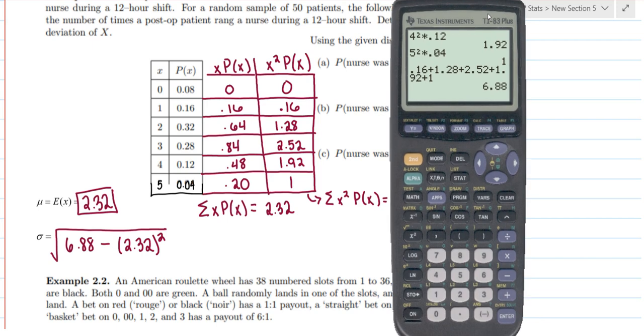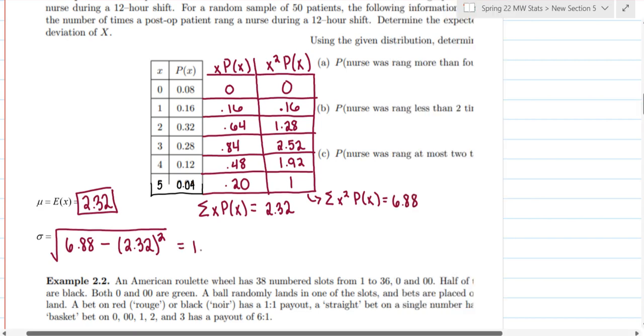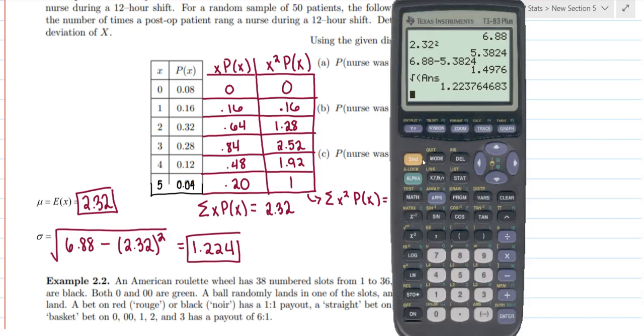So let's do that. What's 2.32 squared? Okay, so 6.88 minus 5.3824, and then we're going to take the square root of that. So I get 1.224. And you can put that all in at once if you'd like. I think that should be fine. Let's see. Square root of 6.88 minus 2.32 squared. Yep, works fine. So you can put it all in at once.